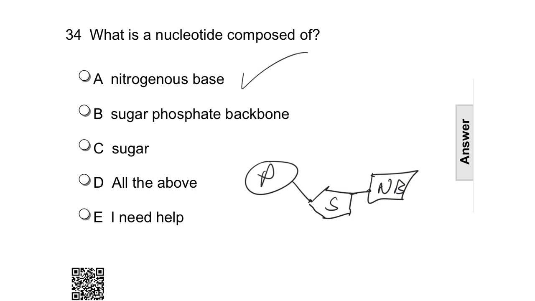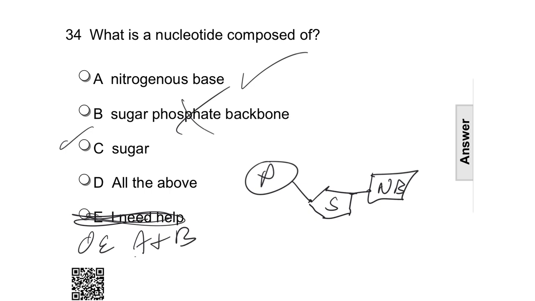So nitrogen base, sugar. The phosphate backbone is not part of a nucleotide. A nucleotide is part of the sugar phosphate backbone. So really there's two right answers here, A and B. So there should be a choice that says A and B. And I would pick that choice. A and C, I'm sorry, A and C.